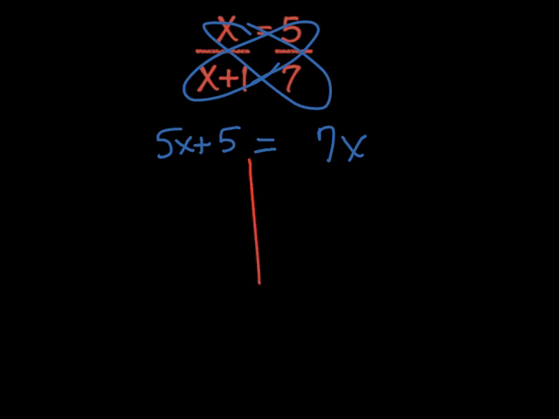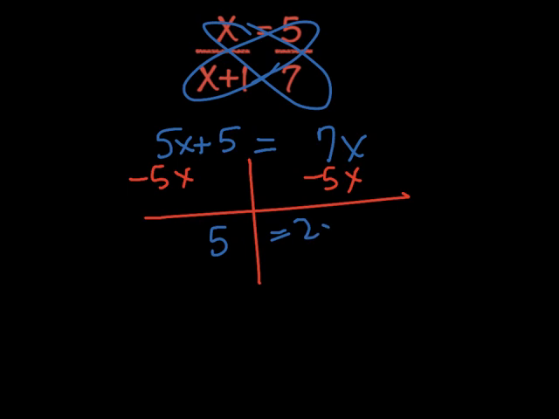So I, again, like to drop my line. I am going to subtract 5x from both sides since the right only has an x. And when I do that, I get 5 equals 2x. And now I'm going to divide by 2.